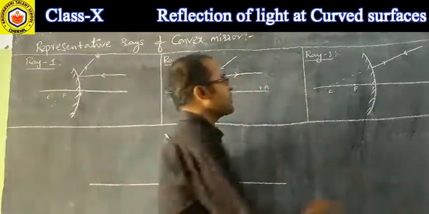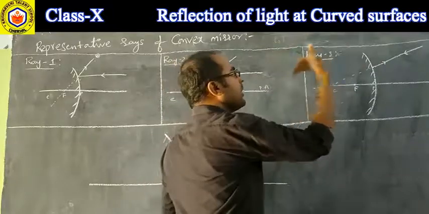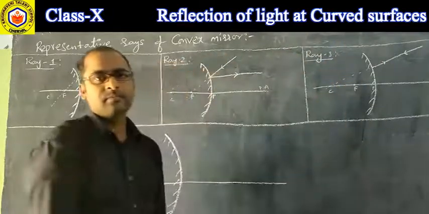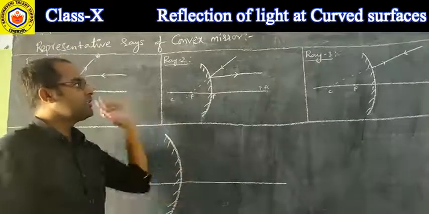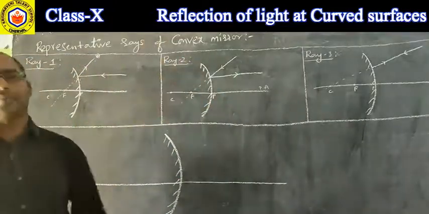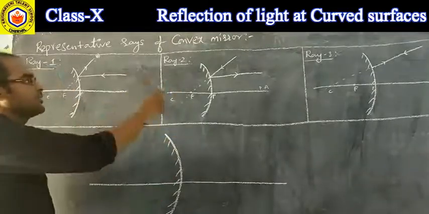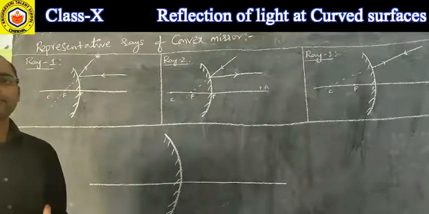Then ray 3, a ray which is appearing to pass through the center of curvature, after reflection, it retraces the same path. That's it about the 3 rules or 3 representative rays of convex mirror. Yes, so let us draw the ray diagram based on these 3 representative rays.